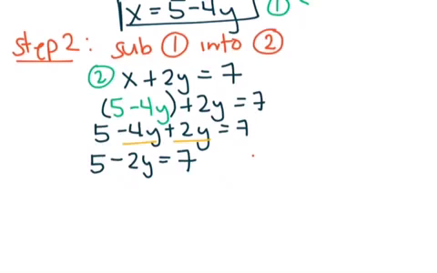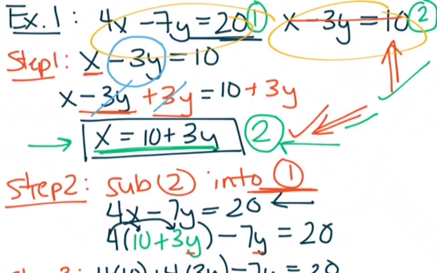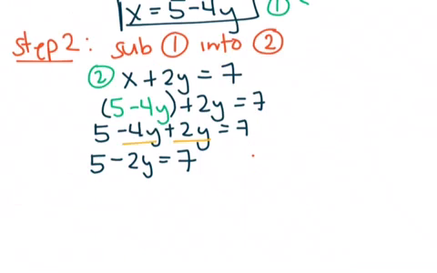So now we have completed step number 2. We've subbed 1 into 2. Let's take a look at what step number 3 is again. Step number 3 says solve for the variable. So that's what we're going to do. We're going to solve for the variable. In this case, it is y. So let's do that. So I'm going to write step 3. We're going to solve for that variable.